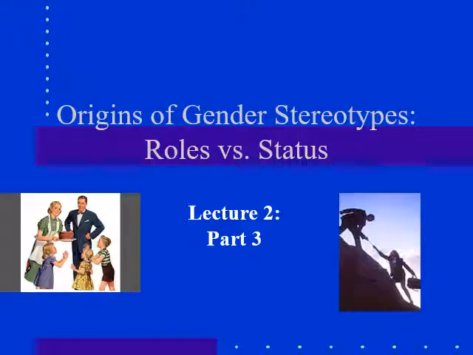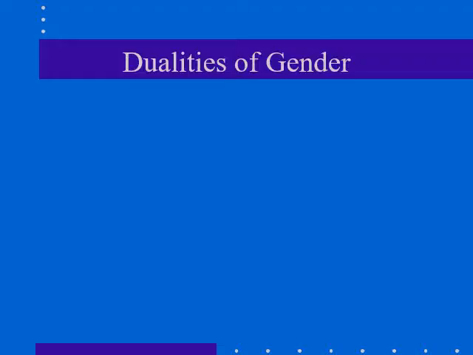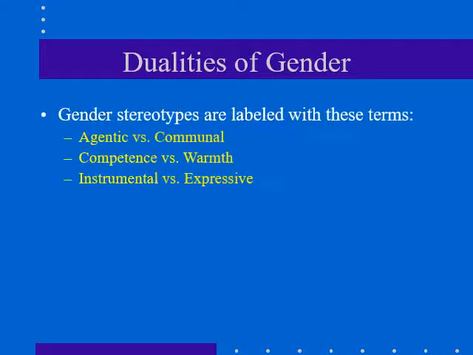Okay, in this final part of lecture two, we're going to be talking about the origins of gender stereotypes. Where do they come from? Do they have their origin in traditional gender roles, assigning women as caretakers and men as providers, or do they have something to do with the gender status hierarchy?